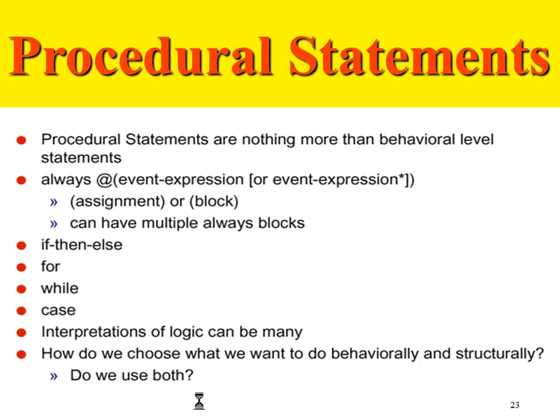Simple example: there are various procedural statements which describe the behavior of the design. We have the always block; always is a procedural block. Always at some event expression. This is called the sensitivity list of the always block. It means the always block is sensitive to events on any signals in this expression. Let's say there are two signals in this bracket. Any change in a signal value will trigger the always block. That's how the always block works.